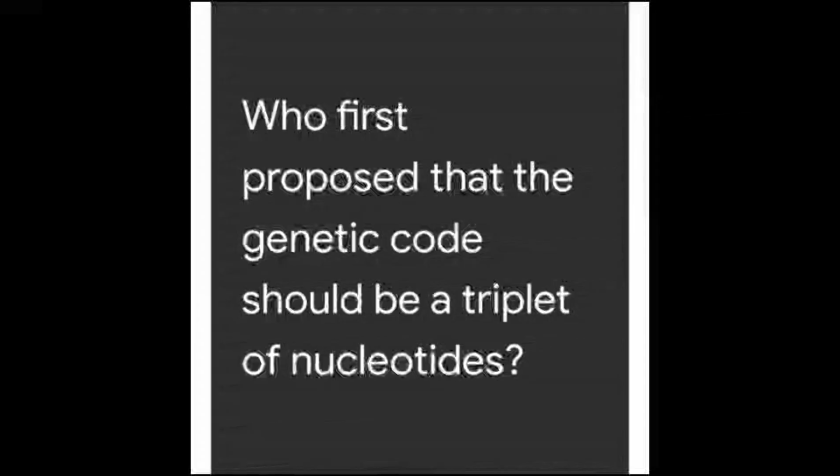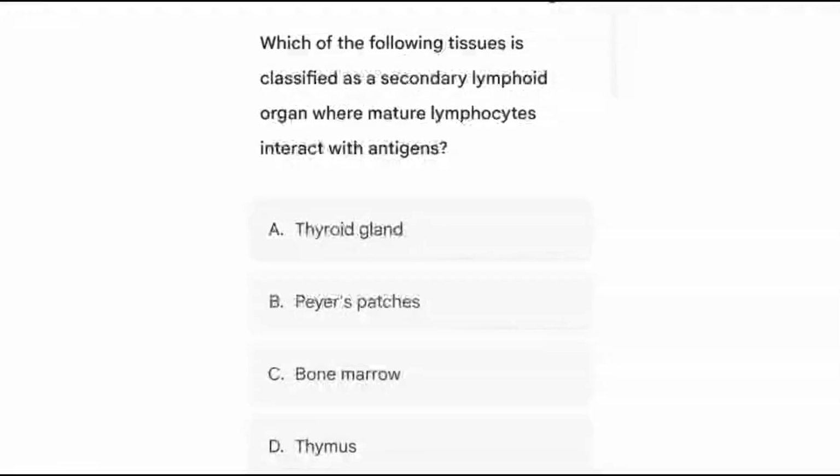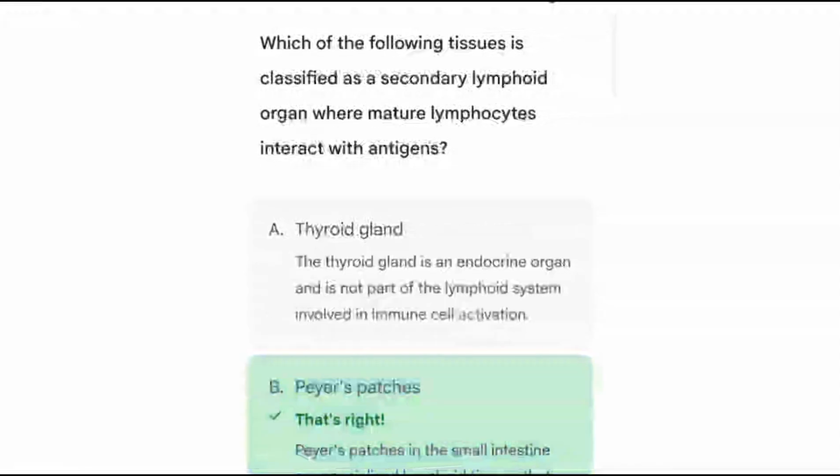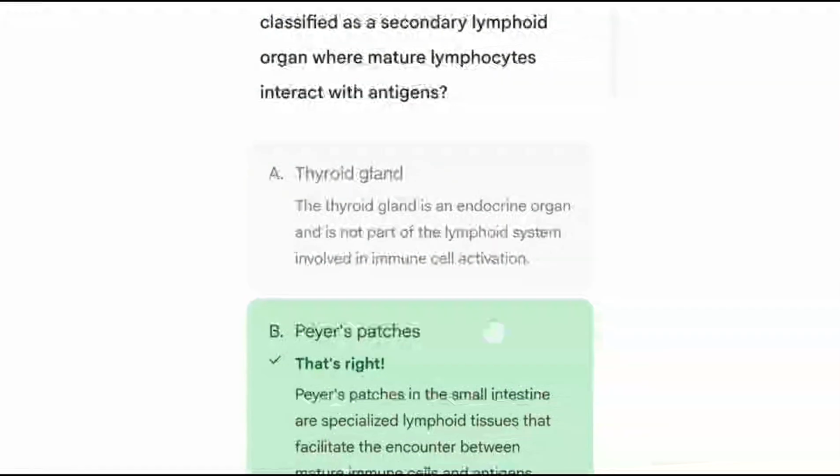Who first proposed that the genetic code should be a triplet of nucleotides? It was George Gamow who proposed this theory. Which of the following tissues is classified as a secondary lymphoid organ where matured lymphoid cells interact with the antigen? So there it is Peyer's patch. Peyer's patch is in the small intestine, a specialized lymphoid tissue that facilitates the encounter between the mature immune cell and antigen. So Peyer's patch is the answer.